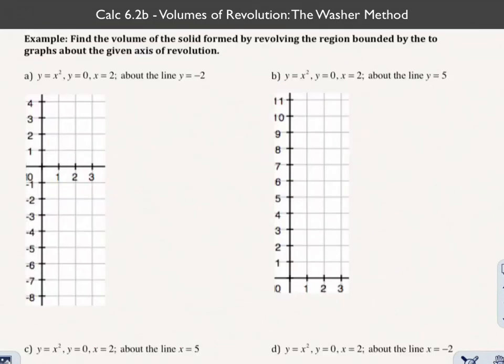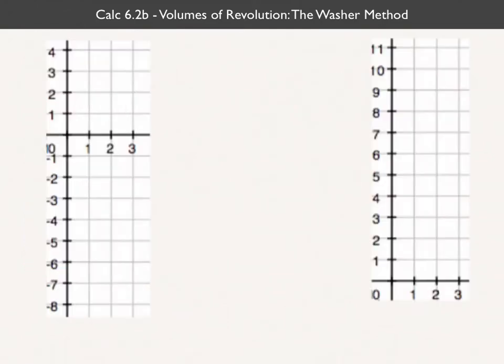Alright, in our next example it says find the volume of the solid formed by revolving the region bounded by the two graphs about the given axis of revolution. So now we have the line y equals x squared, okay, which is going to go through (1, 1) and (2, 4). Okay, and the line y equals 0, which is right here, and then x equals 2, okay, which is right there. And now we're going to revolve this about the line y equals negative 2. So here is our axis of rotation here.